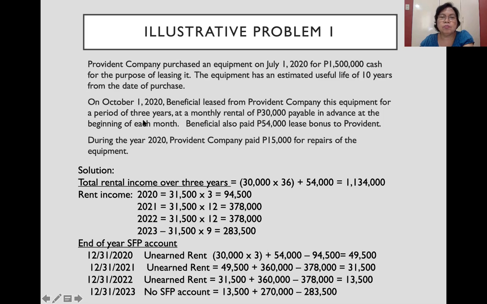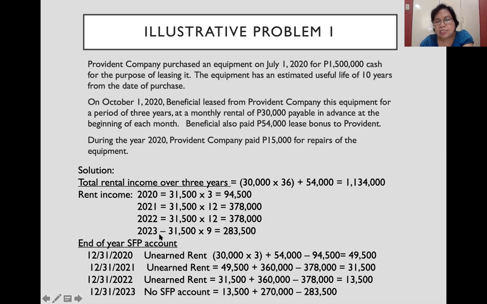So what periods, therefore, are covered by this lease contract? It will start October 1, 2020 and will end September 30, 2023. Therefore, your rental income for 2020 will be the uniform rent income of 31,500 times number of months from October 1 to December 31. That's 3 months. So that is 94,500. For 2021 and 2022, we have full year coverage in the lease contract. Therefore, that's 31,500 times 12, 378,000 for both year 2021 and year 2022.